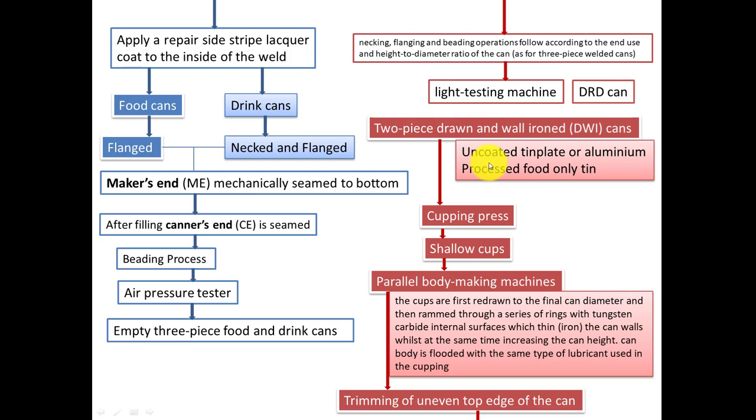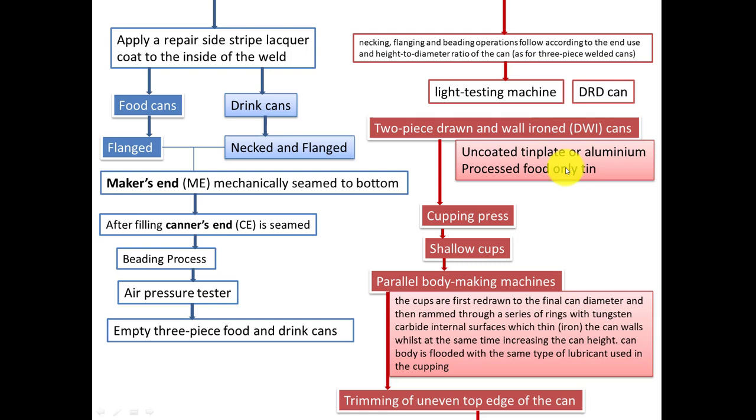For this, the material used is uncoated tin plate or aluminium. If we are using processed food like beans or peas, then we will use only tin. That is enough. We will not use aluminium. The reason is that we generally carry out a sterilization process, and when we sterilize the can, steam is generated and high pressure develops inside the can, and aluminium cannot withstand that high pressure. That's why we use tin plates only.